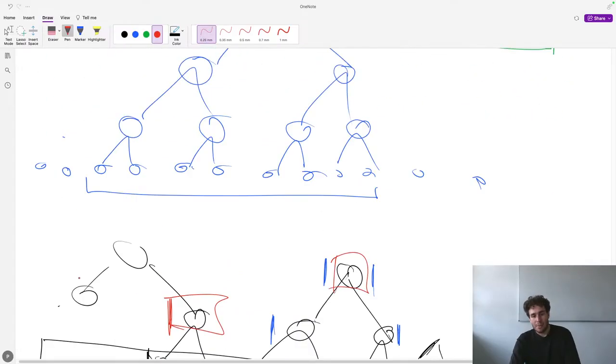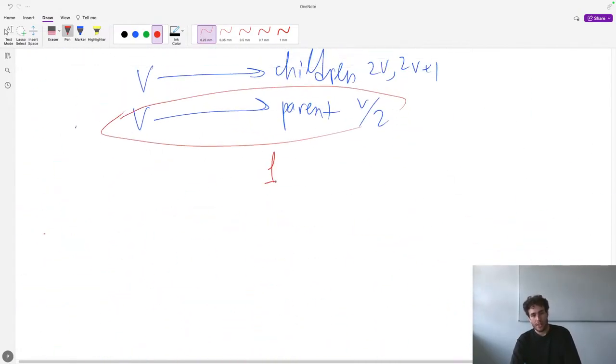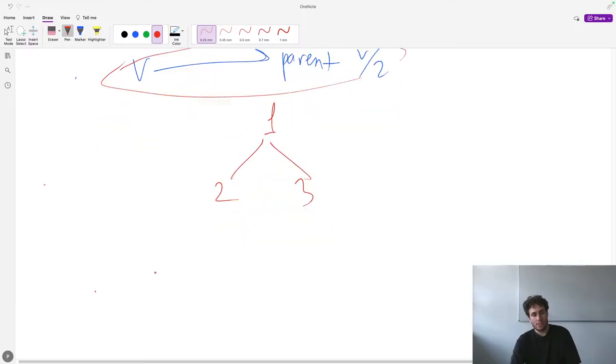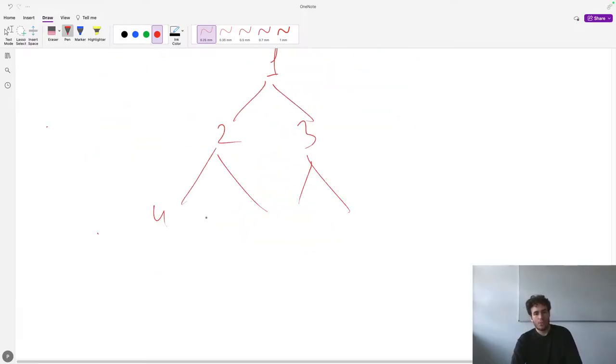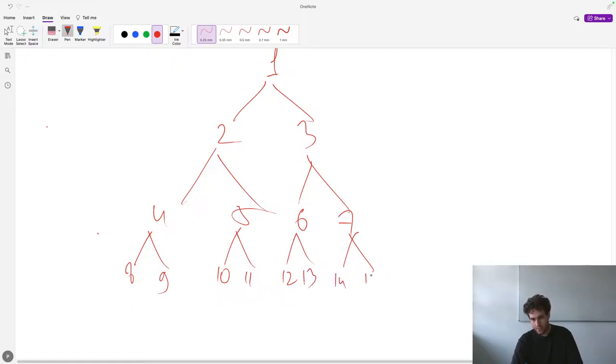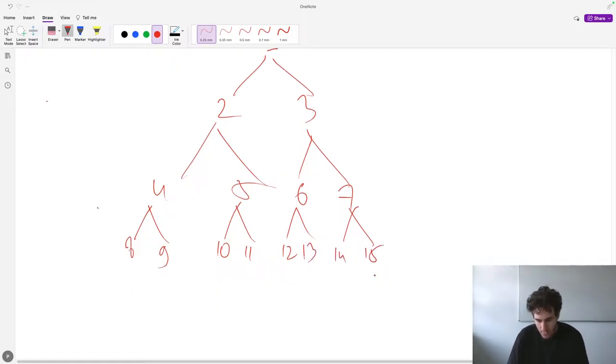And what is nice about this numbering, right? Let me draw it again. 1, 2, 3, 4, 5, 6, 7, 8, 9, 10, 11, 12, 13, 14, 15. What is nice about this numbering is that whenever I say I have a segment, it's actually a segment of vertices, so they have contiguous indices.